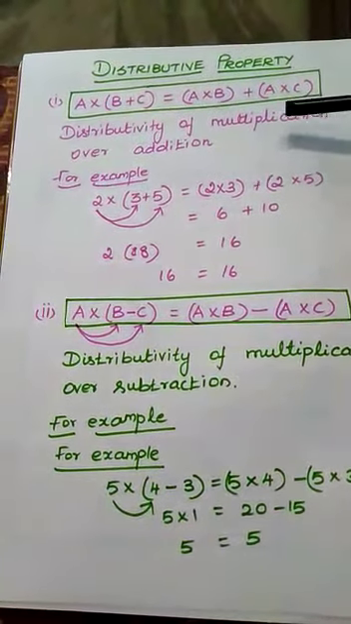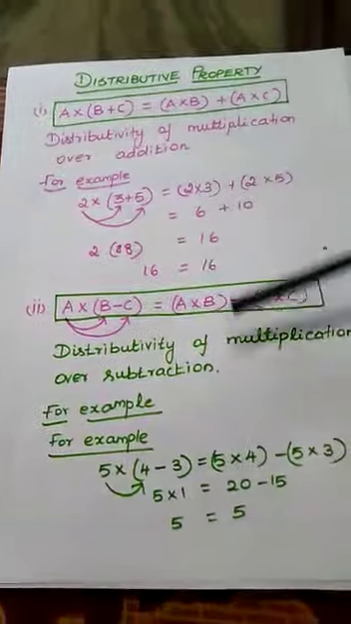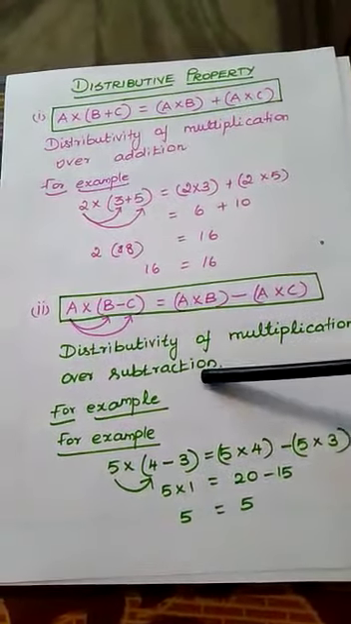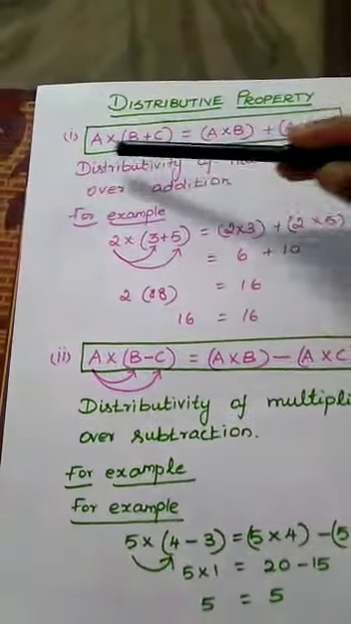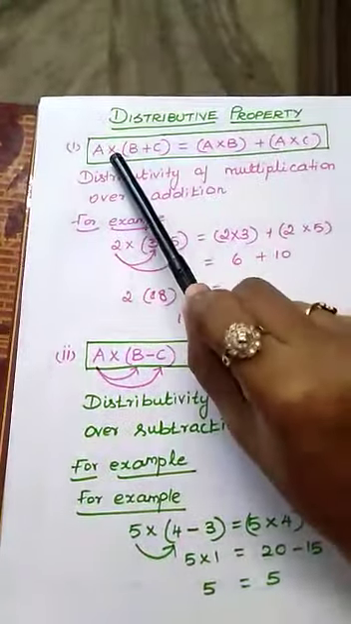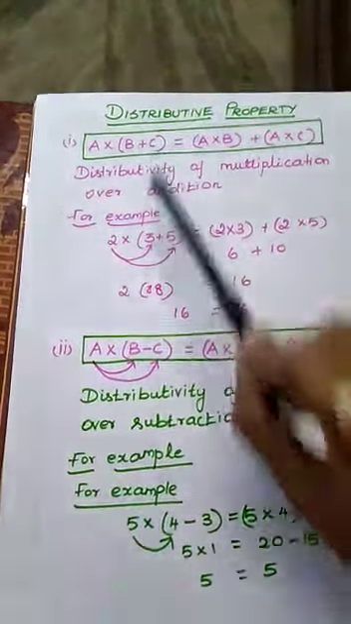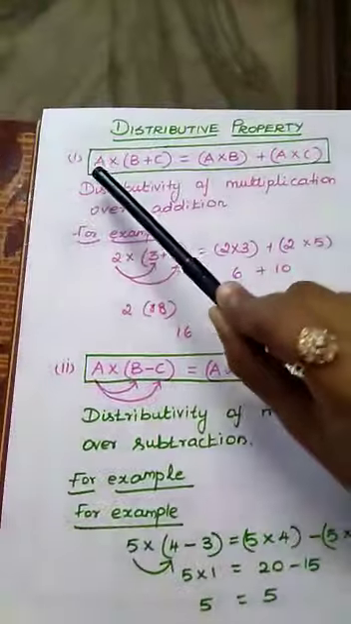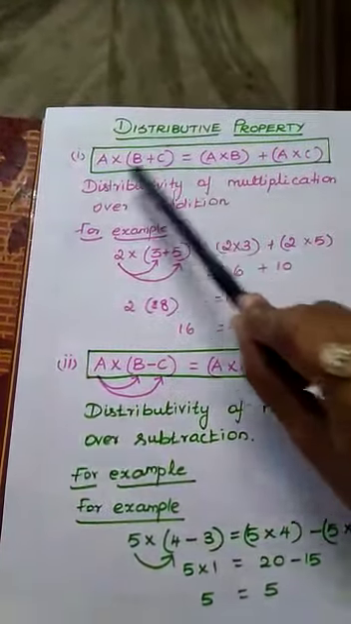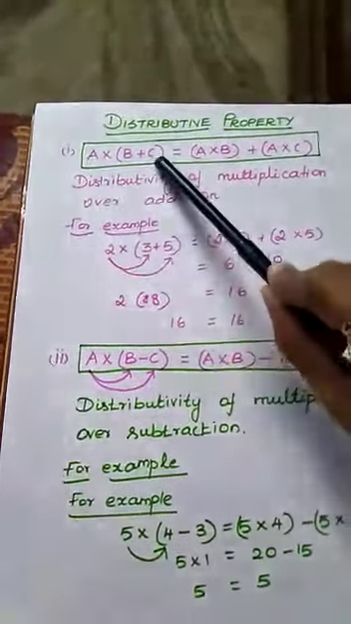Actually, distributivity of multiplication over addition, and distributivity of multiplication over subtraction. Here at a time we use two symbols. One is product, fixed as product only. One is addition, another one is subtraction. So a × (b + c) = a × b + a × c.